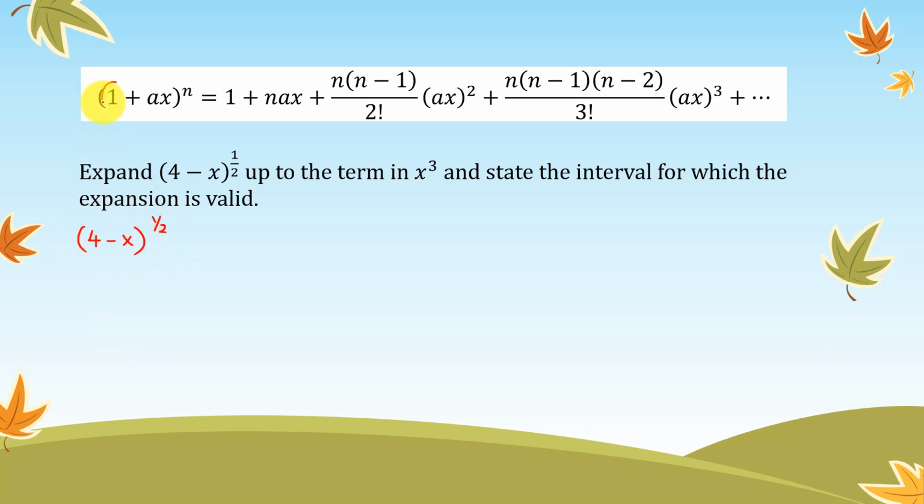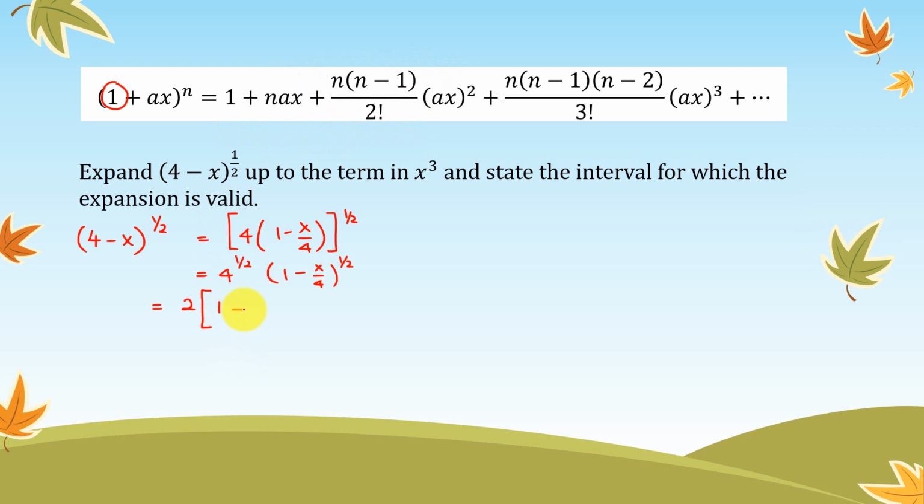So referring to the formula, we have to start with 1. But over here, since we have 4, we should factorize the 4 out first. So 4 times (1 minus x over 4), and then everything to the power of half. Applying the power rule here, this is actually 4 to the power of half, and then (1 minus x over 4), also to the power of half. 4 to the power of half is simply the square root of 4, which is 2, and then let us expand (1 minus x over 4) to the power of half using the formula.